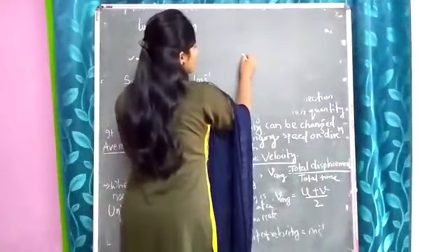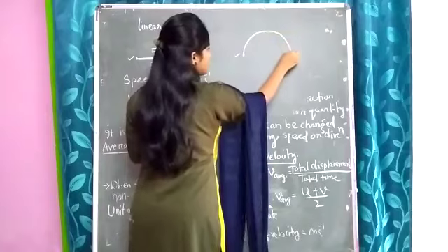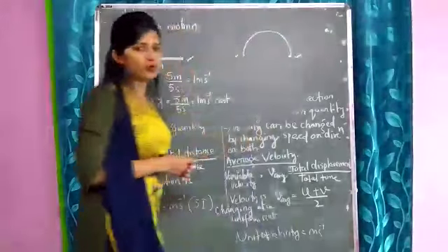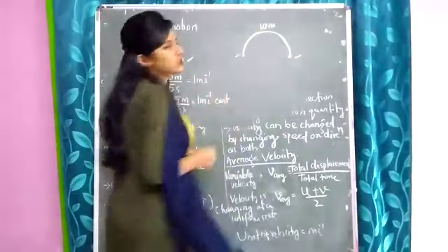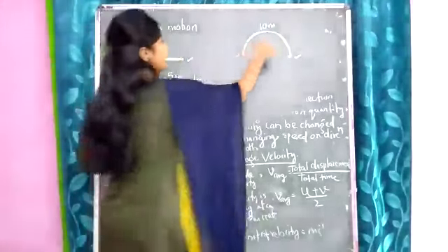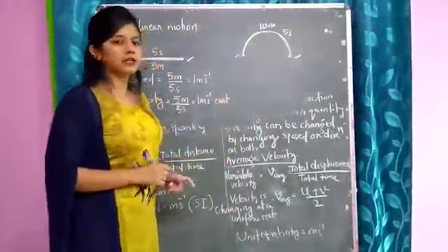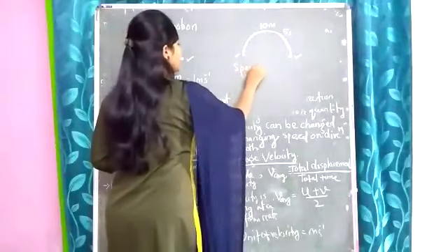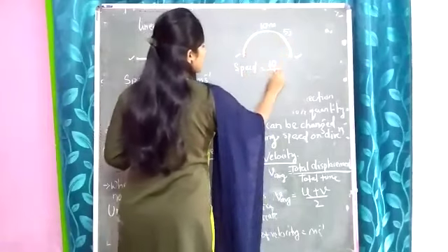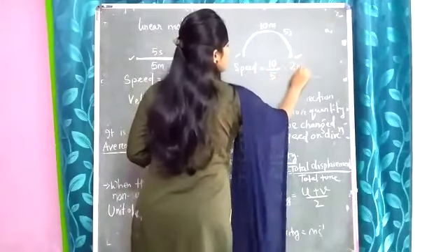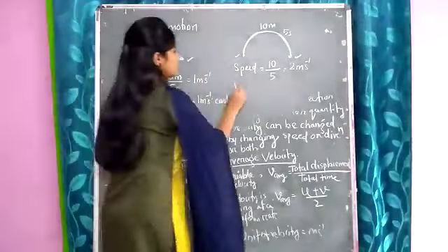Suppose there is a body whose initial position is like this and it is moving like this, and this is its final position. What is the total distance travelled by it? Suppose the total distance is 10 meter and it takes 5 seconds to cover this 10 meter. So what will be the speed? What is the total distance? 10, by what is the total time? 5. So the answer will be 2 meter per second.